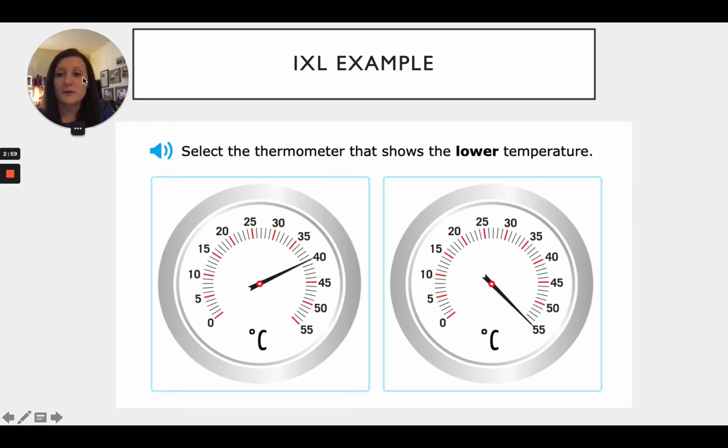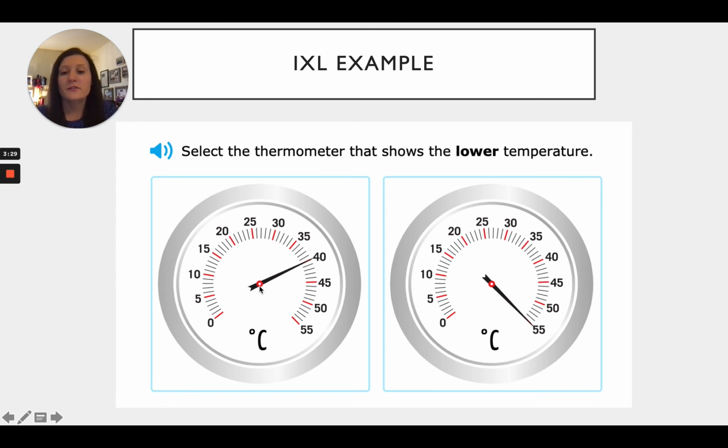All right, now we're going to be looking at, again, a different type of thermometer. This one says select the thermometer that shows the lower temperature. We want to look at where the arrow is pointing on each of these. The last one, we were looking at how much liquid was inside and how much space it took up. This time we want to look at where this arrow or hand is pointing.